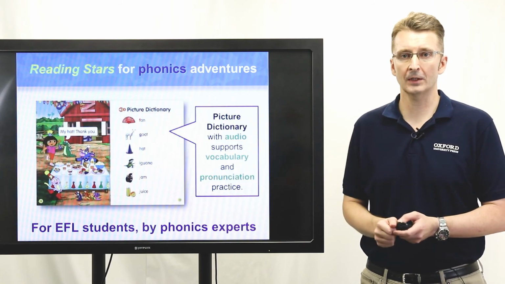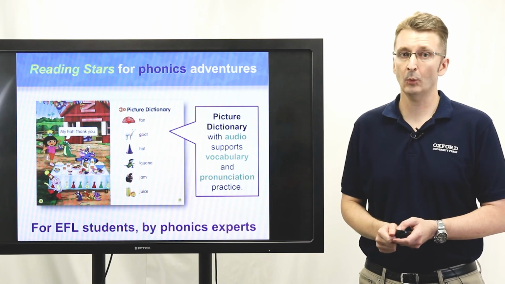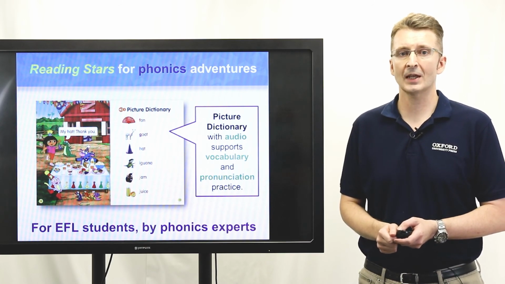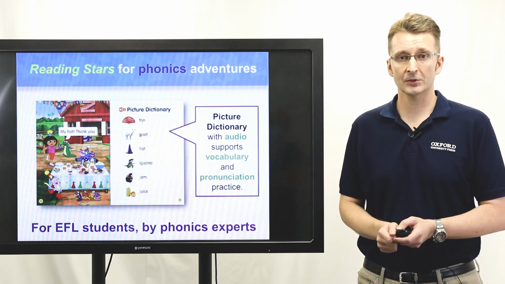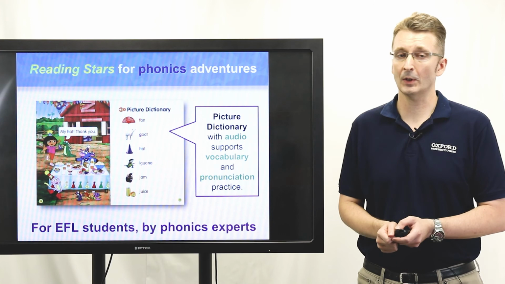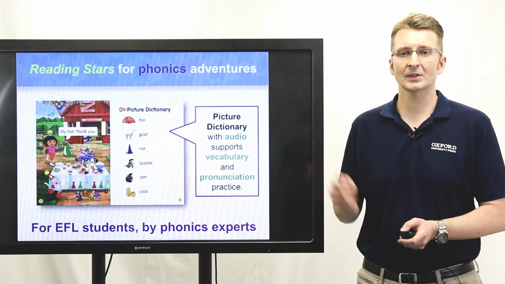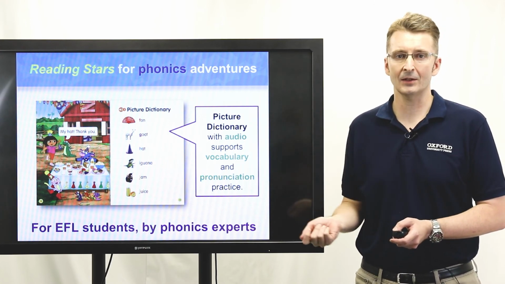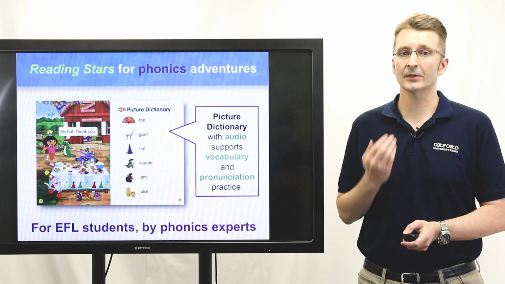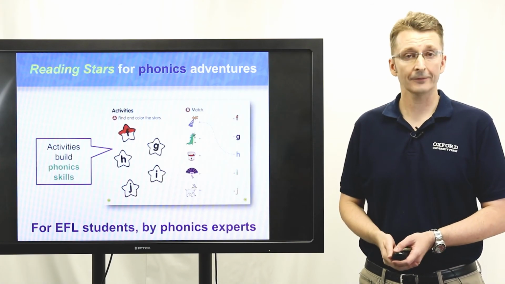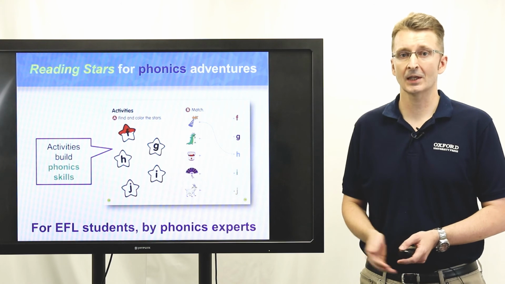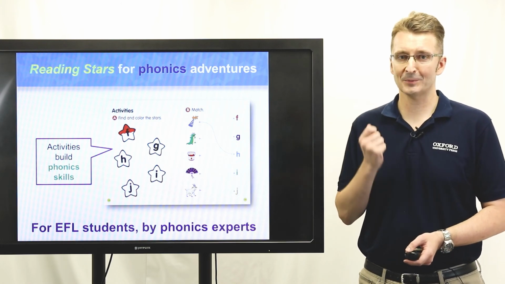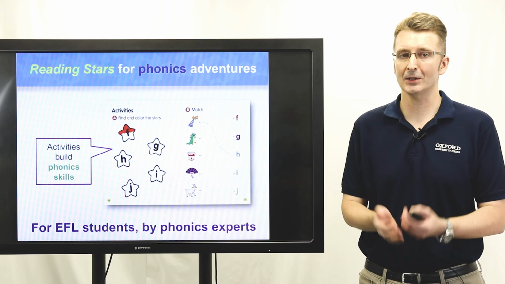At the back of the phonics readers, you'll find a picture dictionary with audio. This gives students integrated vocabulary and pronunciation practice. EFL students need a lot of support and practice when learning how to read. Children see the same language again and again, which helps them to recognize and understand the words. After the picture dictionary come phonics activities at the back. Students can say the sounds as they complete the activities, giving them yet more phonics practice and improving their pronunciation skills.